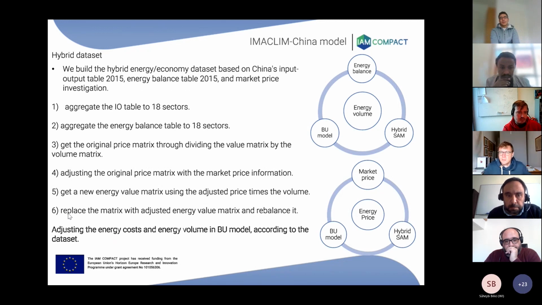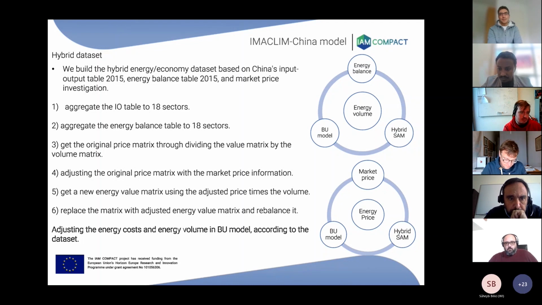The bottom dataset in the IMACLIM-China model is a hybrid dataset based on China's input-output table 2015, the energy balance table in the same year, and we also investigated the market prices of the different energy types. To construct the hybrid dataset, we aggregate the input-output table and energy balance table to the 18 sectors in the IMACLIM-China model.